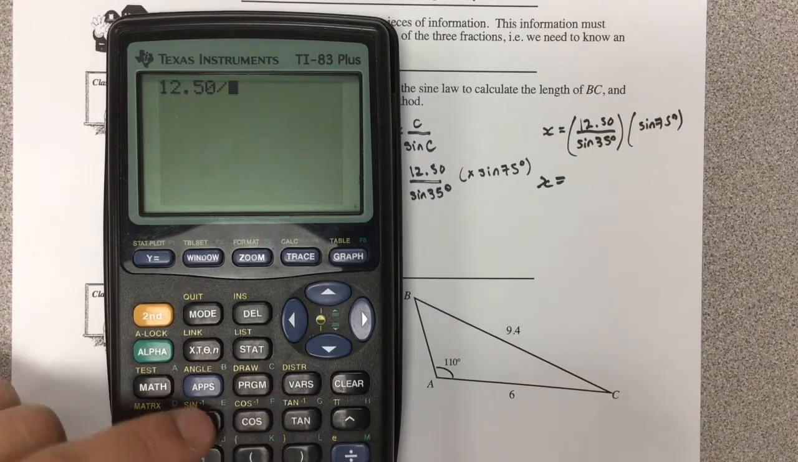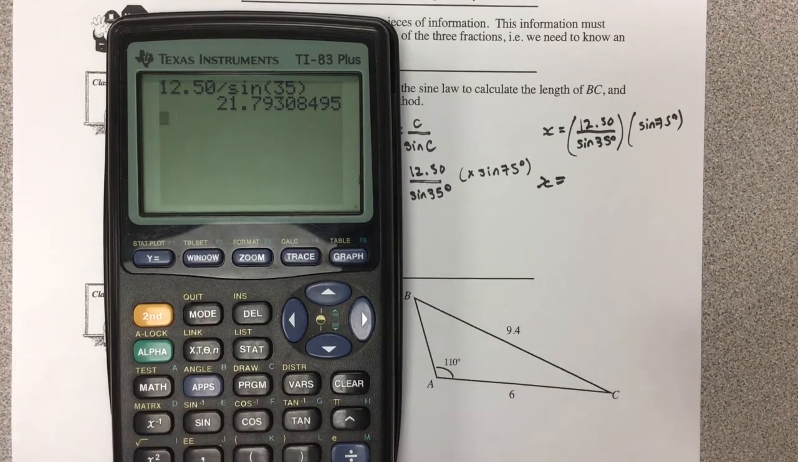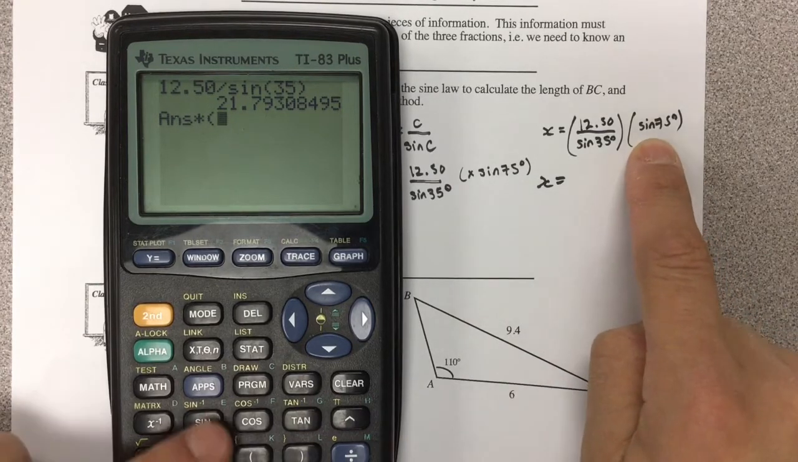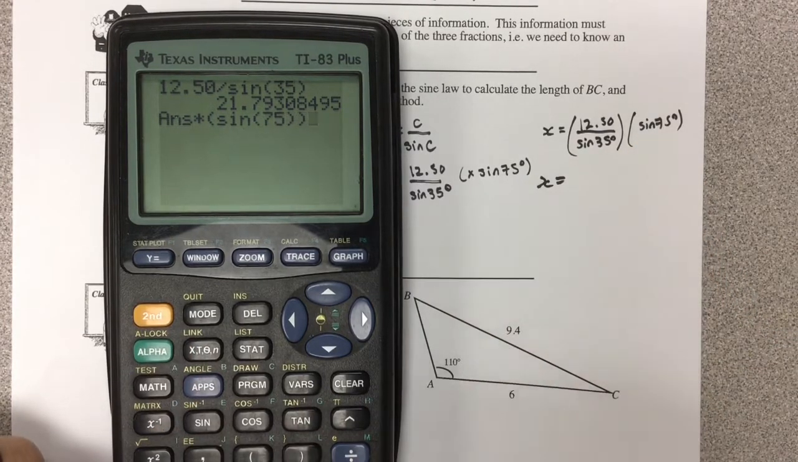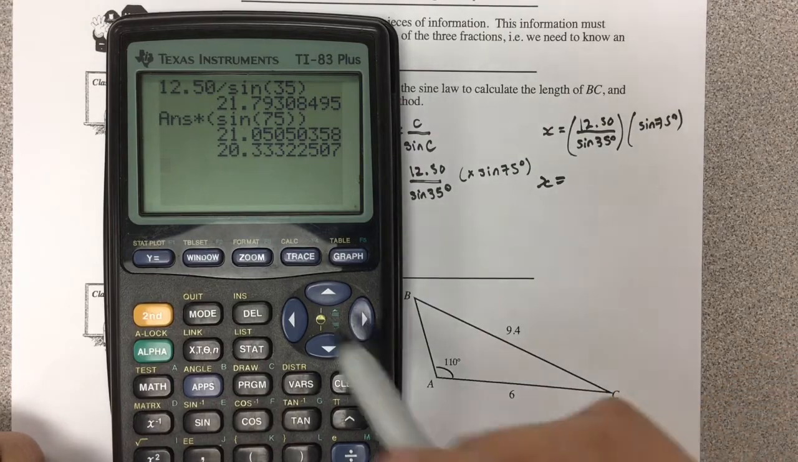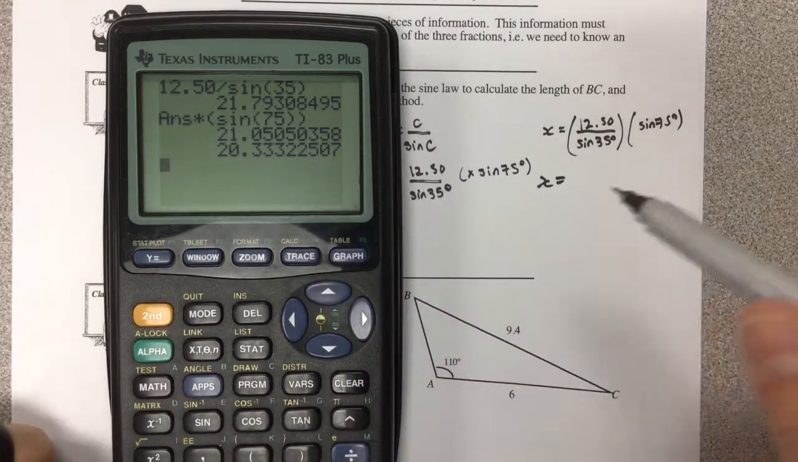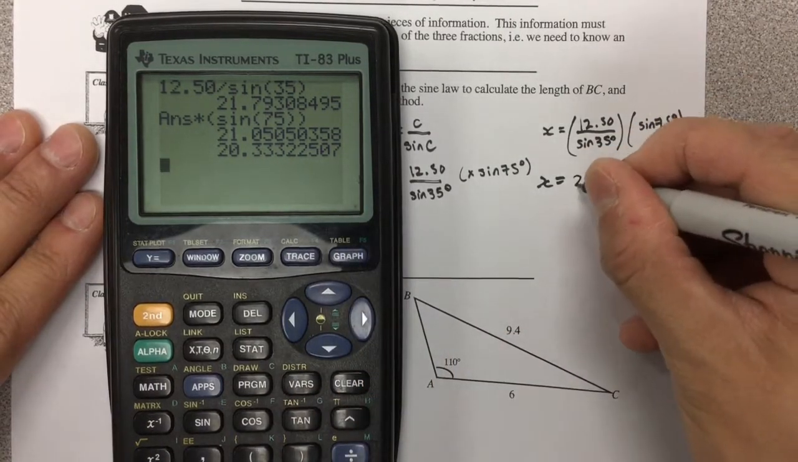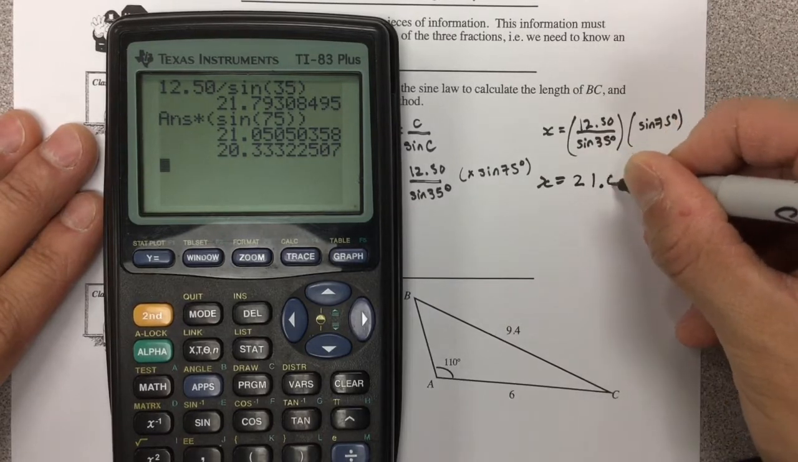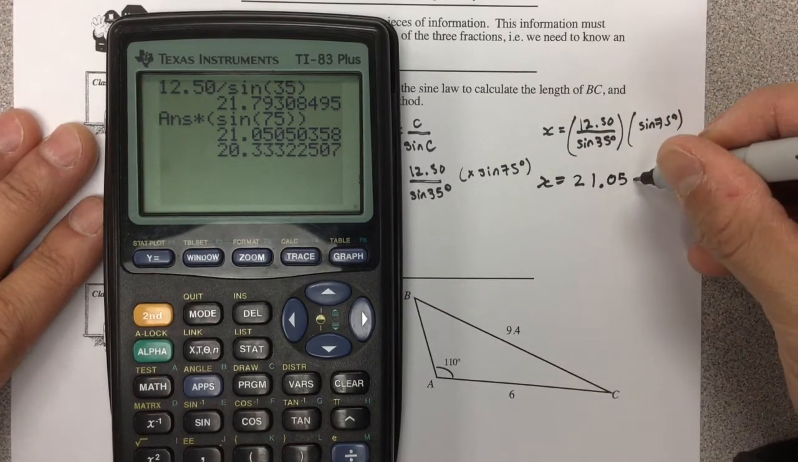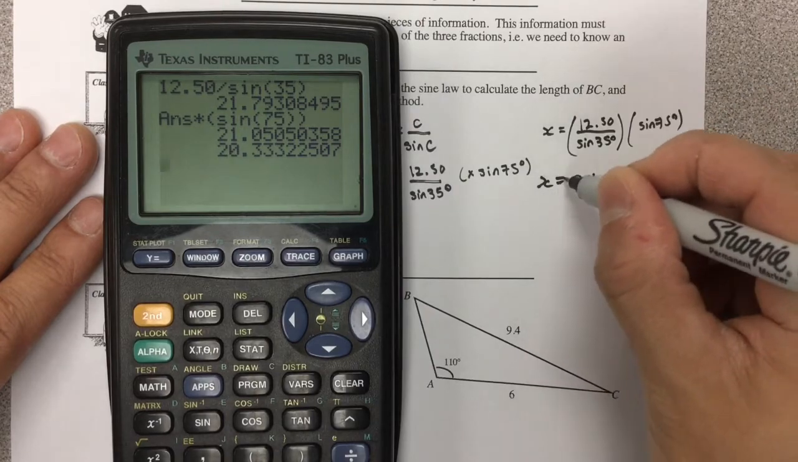So 12.5 divided by sine 35, and we get 21.79. And this we need to multiply by sine 75. Oh, and that first one we got was 21.05. So 21.05 centimeters. That's our final answer.